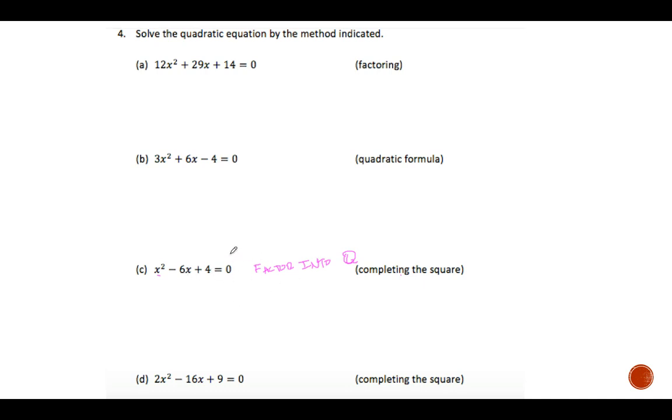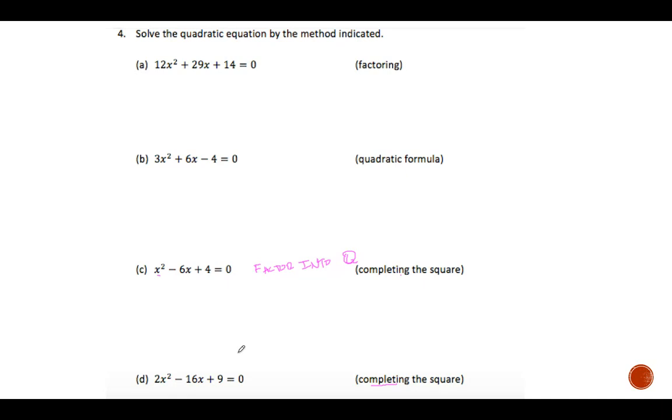But this is a pretty easy one to complete the square. The quadratic formula is swell, but what if I mess it up? What if I don't do the math right? What if I plug and chug and don't get the right answer? So completing the square is not always the simplest way. I'm making you do completing the square here to get you to practice completing the square.